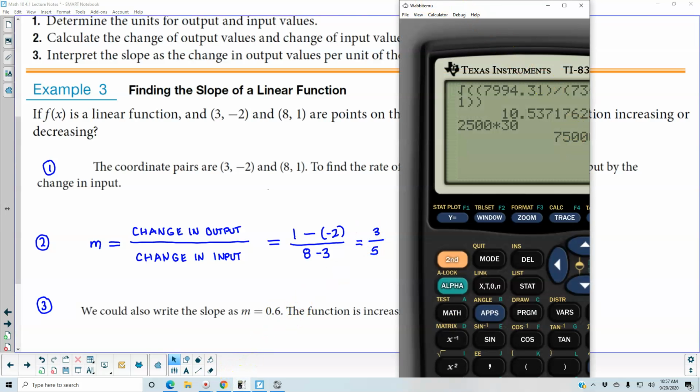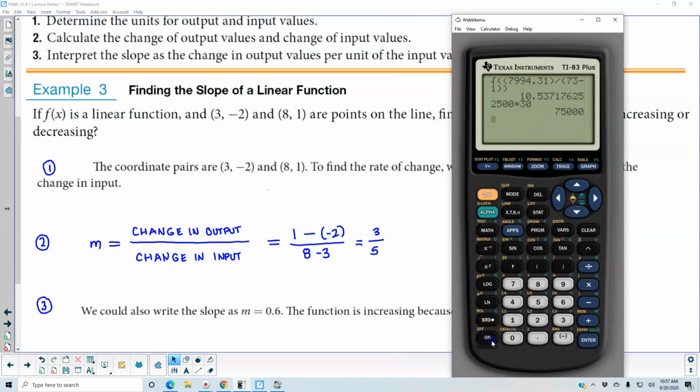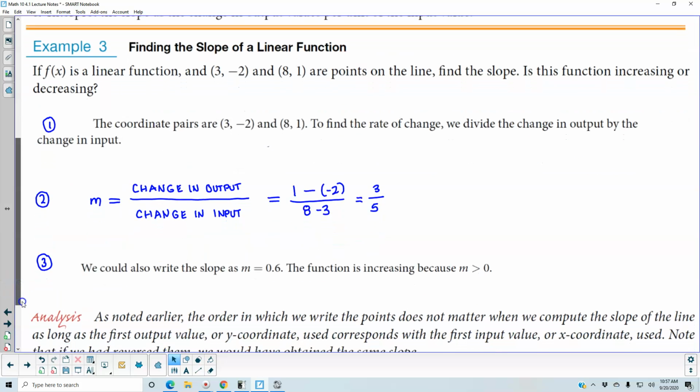Now, if we wanted to take a look at this in decimal form, then what we would do is we can take our calculator, take 3 and divide that by 5, and that gives us 0.6. So we could also write the slope as m is equal to 0.6, and because the slope is positive, the function is increasing because the slope m is greater than 0.